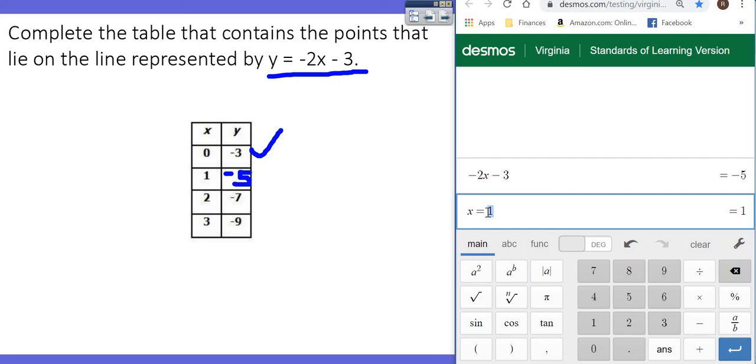And you know what? I know that I just worry about everything, but I'm going to try the next ones too. 2 gives me -7. That is correct. And let's try 3. It gives me -9, so I absolutely know that I did this right. Okay? Desmos and patience. You'll get this every time if you use those two things.